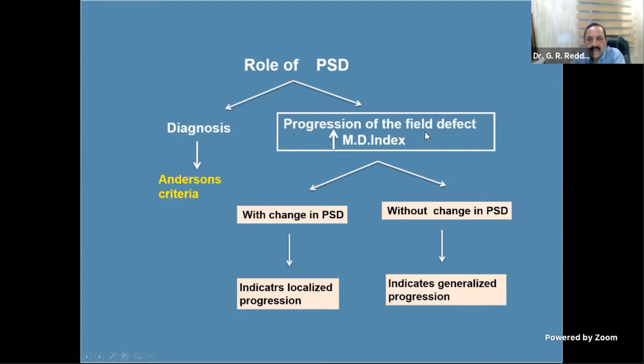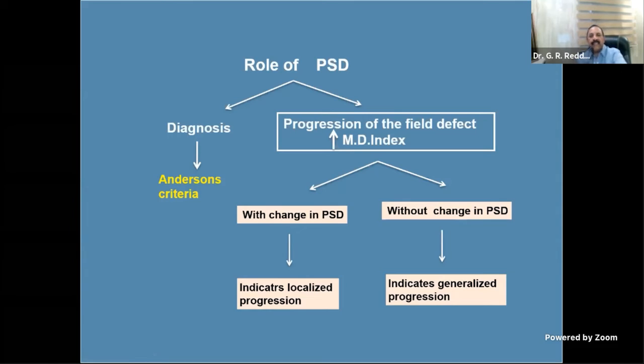If there is a progression of the field defect, that means an increase in mean deviation. With an increase in mean deviation and no change in PSD, that means uniform. No change in PSD, that is uniform generalized depression. That means it is developing cataract. Or there is a progression with change in PSD. That means there is a localized scotoma developing, indicating localized progression.